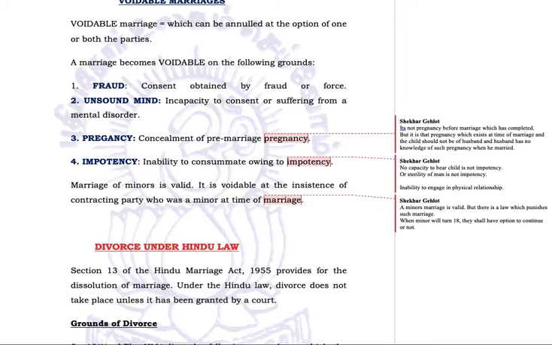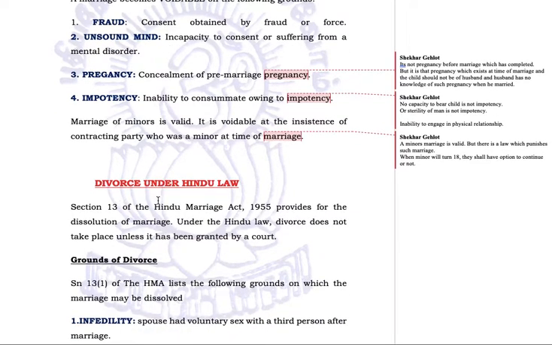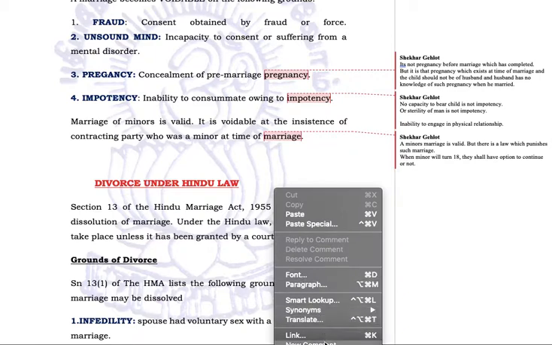Now we have discussed marriage in Hindu law, and let us now discuss how divorce happens in Hindu law. What is the rule of taking divorce in Hindu law? Section 13 of the Hindu Marriage Act deals with divorce. It talks about dissolution of marriage. Under Hindu law, divorce does not take place unless it is granted by the court, otherwise it will not be a valid divorce.